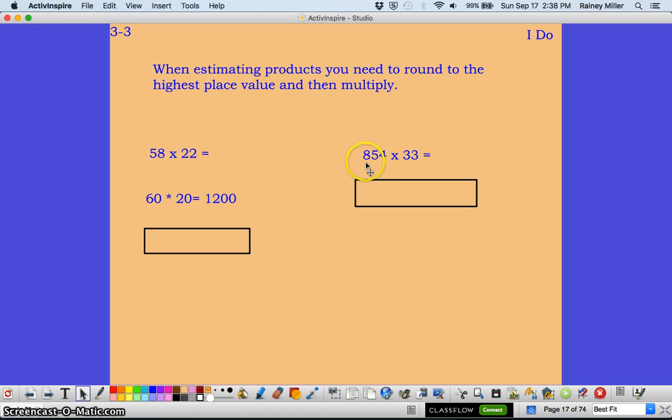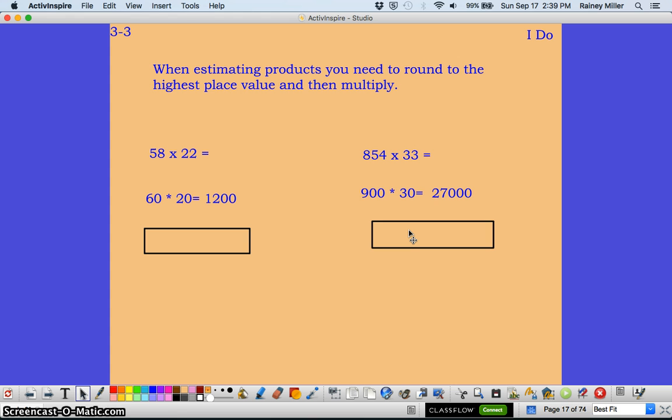The 5 tells the 8 to go up, so this number turns into 900, and this 3 tells the other 3 to stay the same. So 900 times 30. So I know that 9 times 3 is 27, and then there's 3 zeros at the end, so I know that it's 27,000.